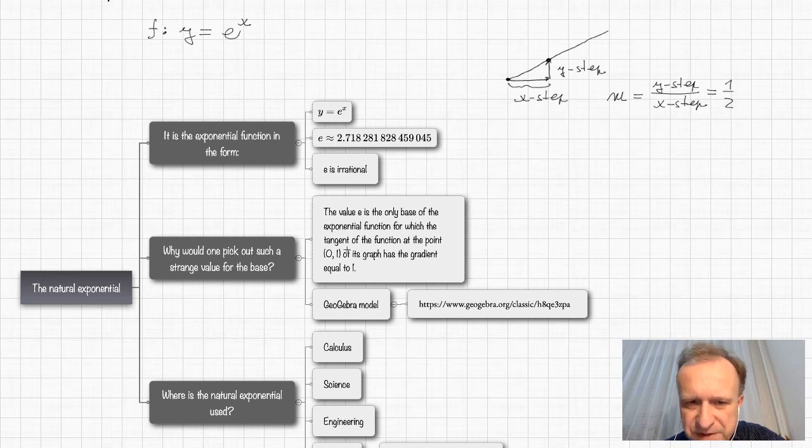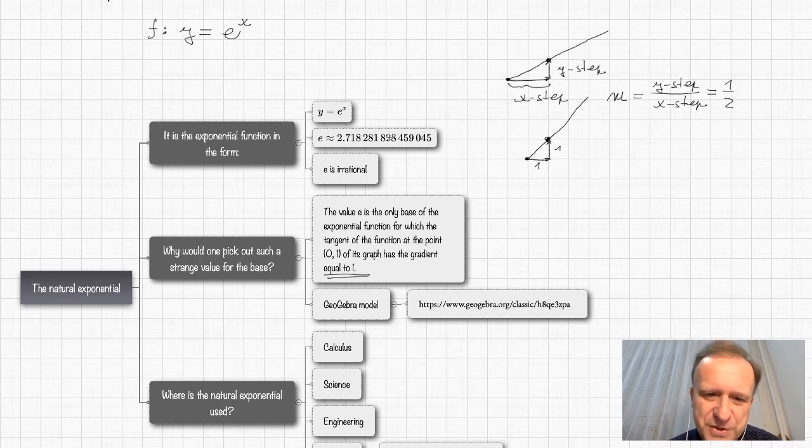Now, what does it mean that the gradient of the line has to be equal to 1? If the gradient is to be 1, it means that the line has to go in this particular direction, and as you move the point along this line, every time you move 1 unit to the right, you have to translate 1 unit upwards. So the y step is going to be 1, and the horizontal step, the x step, is going to be 1. And if you calculate the gradient of this diagonal line, what you get is 1 divided by 1, which is 1.